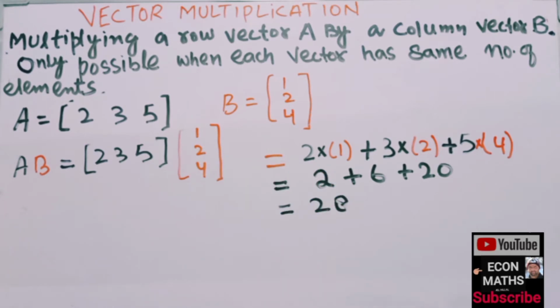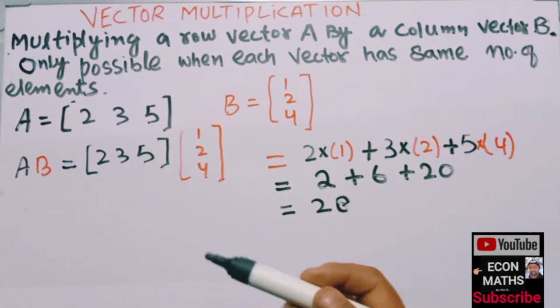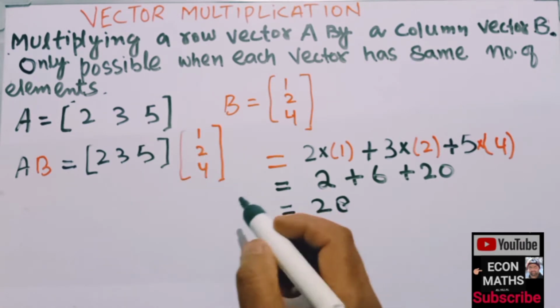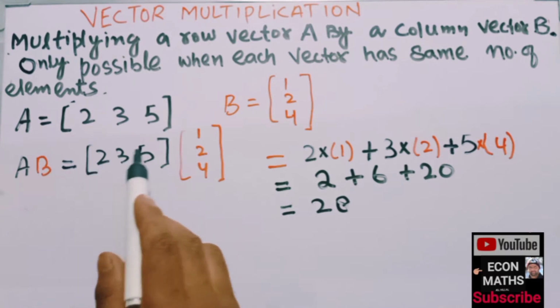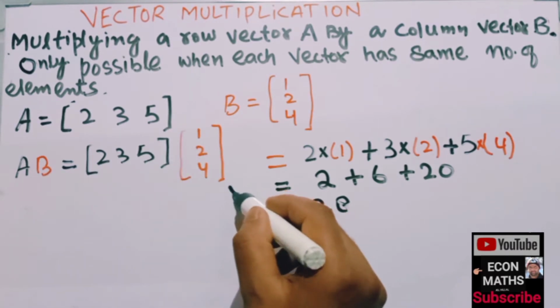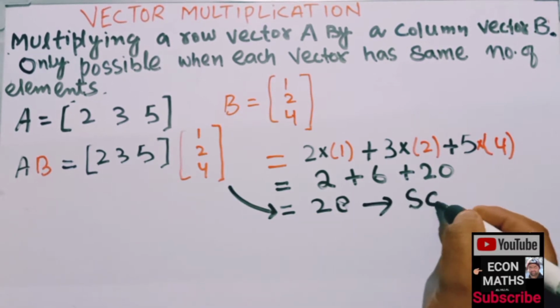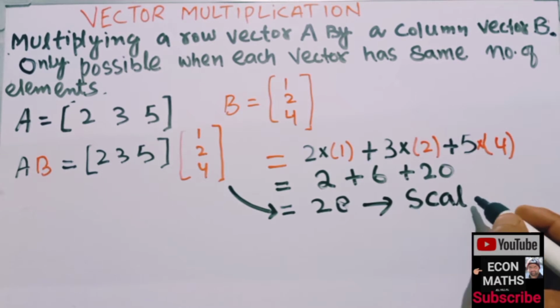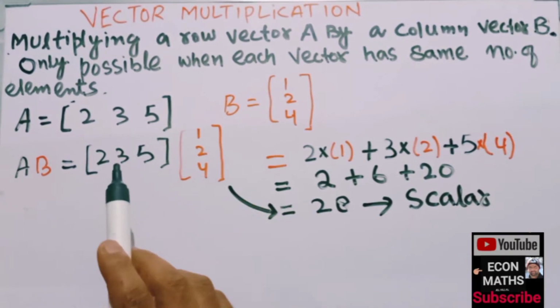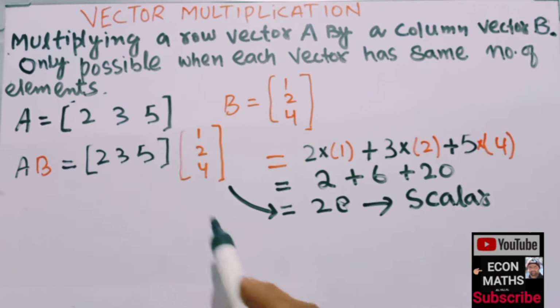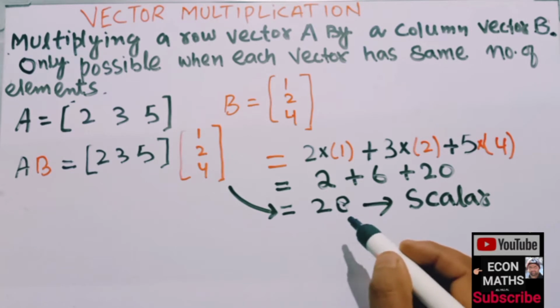So the condition is that the number of elements in both the vectors must be equal. Now this product of a row and column vector gives us a single number. That is, when I multiply this row vector with this column vector, I got a single number, that is 28, which is a scalar. So multiplying a row vector with a column vector gives us a single number or a scalar.